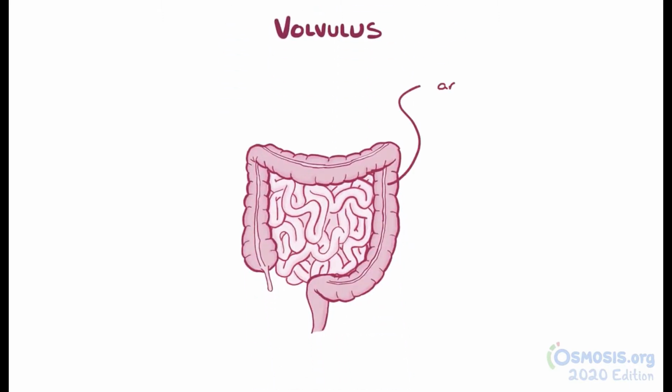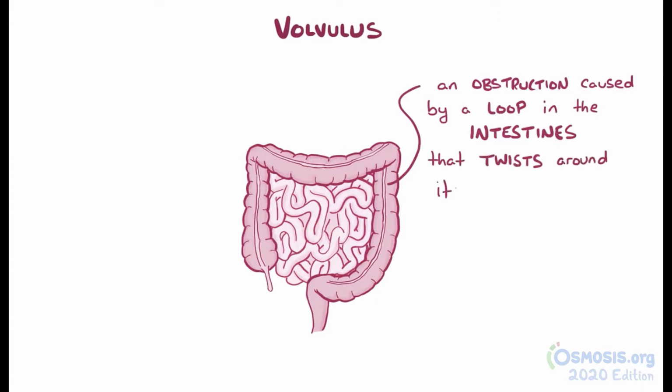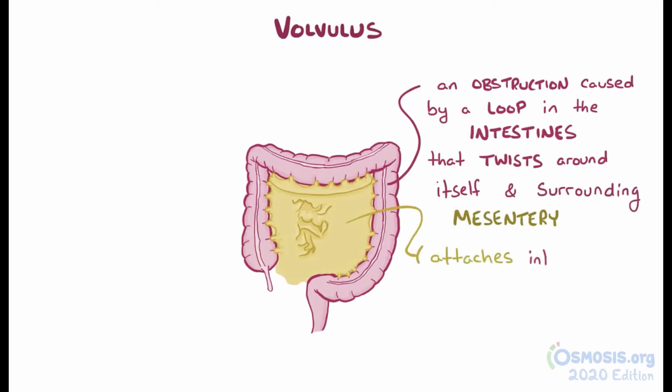The term volvulus actually comes from the Latin word volvere, which means to roll. So a volvulus is an obstruction caused by a loop of the intestine that rolls or twists around itself and its surrounding mesentery, which is the tissue that attaches the intestine to the back wall of the abdomen.